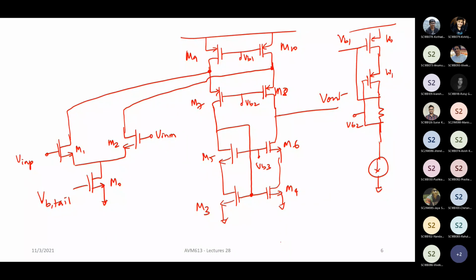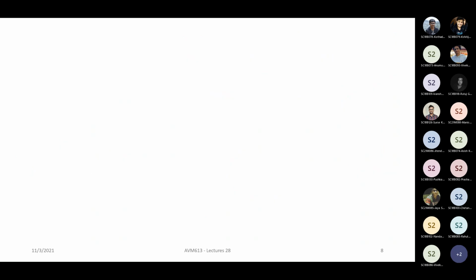Here the ratio will be: the current that is flowing here is I tail divided by 2 plus what did we call it as I1, right? And here what will flow is only I1. So accordingly you have to change the ratios. So for example, let us say this is a 10 microamp current source. Let us say I1 is 20 microampere.